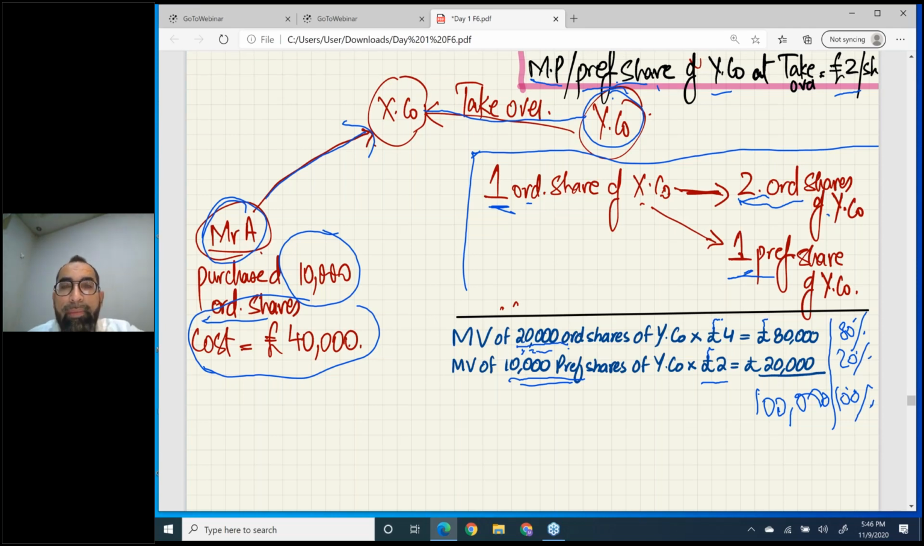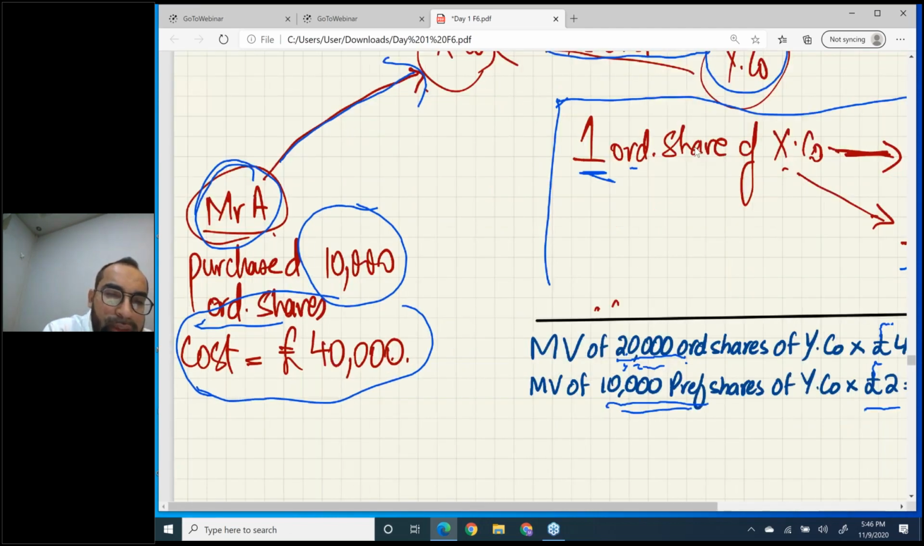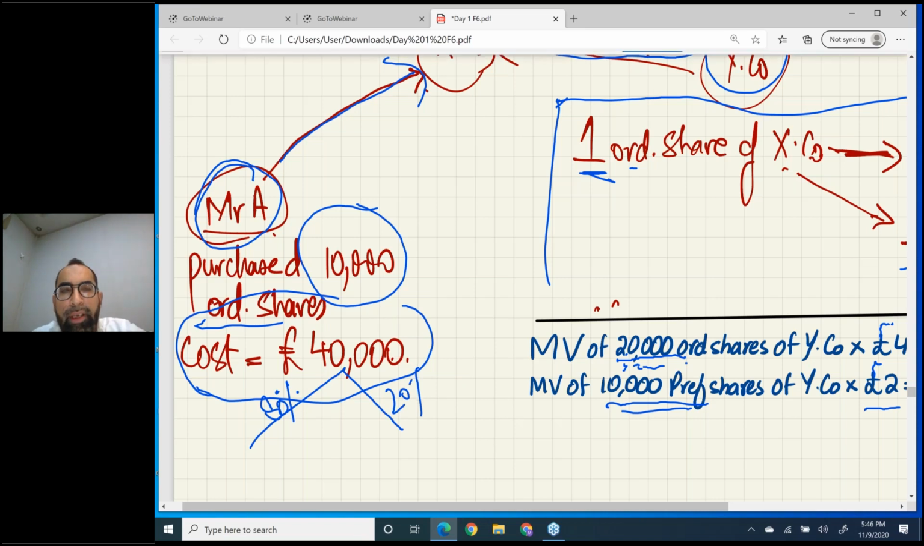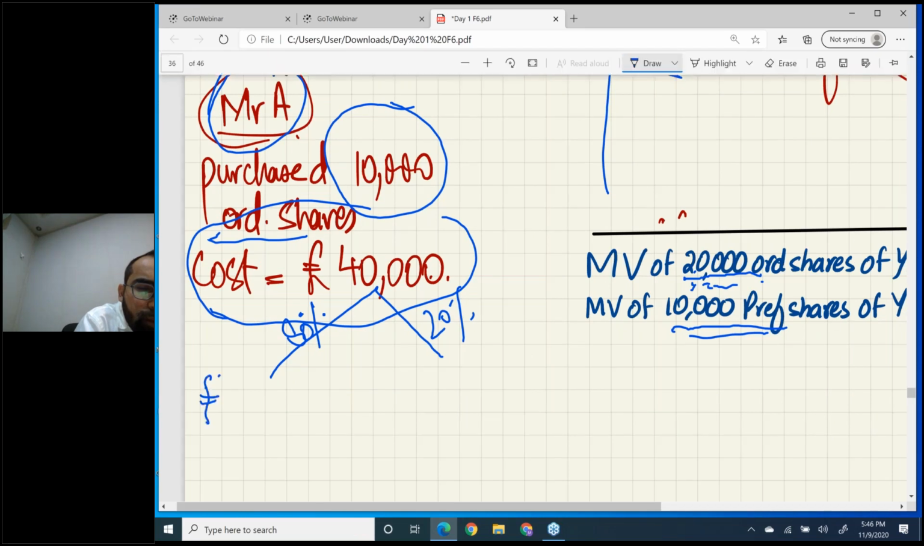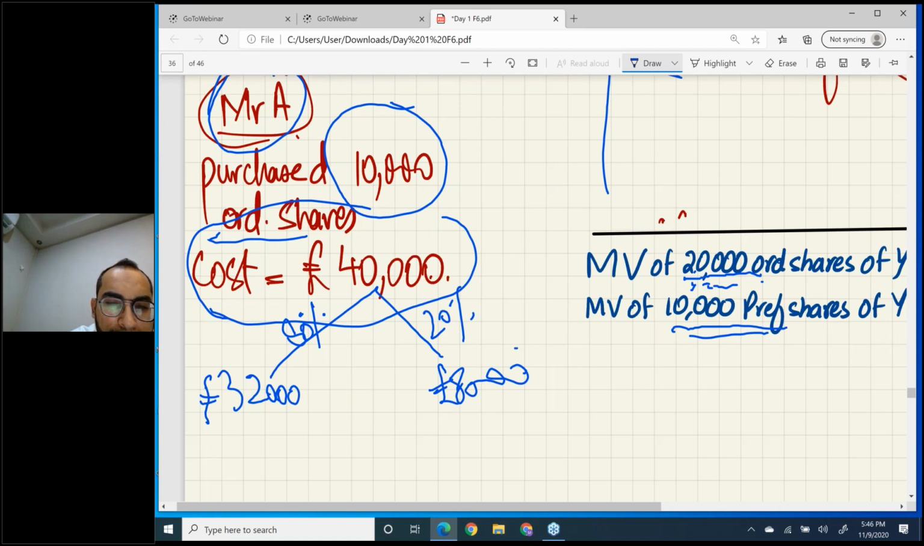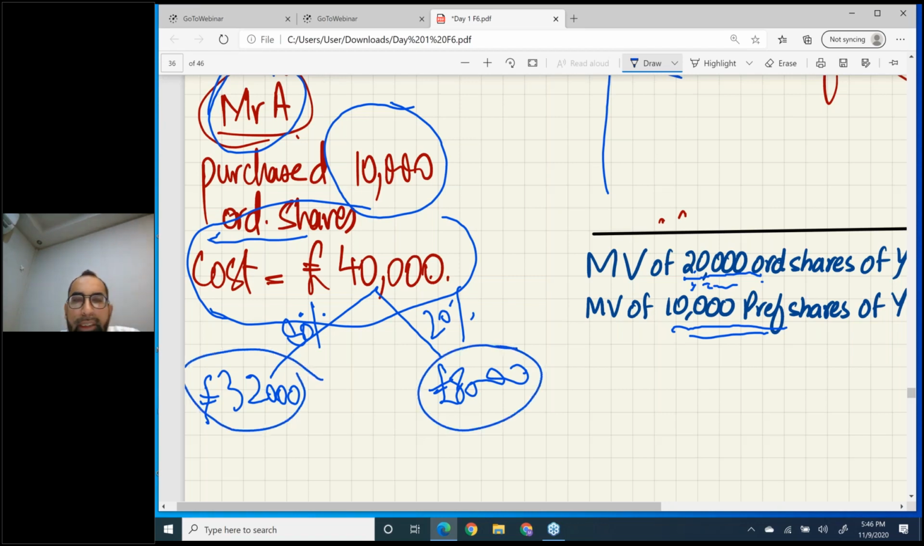Now, final thing, look at here. The original cost was 40,000. You just have to split it 80% and 20%. What is 80% of 40,000? This is 32,000, and 40,000 times 20% is 8,000. Okay, so you have apportioned the base cost.